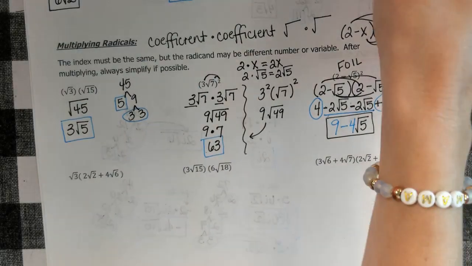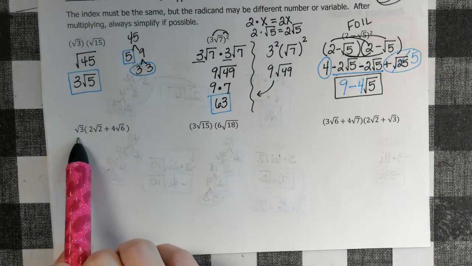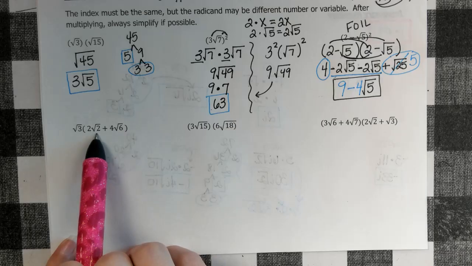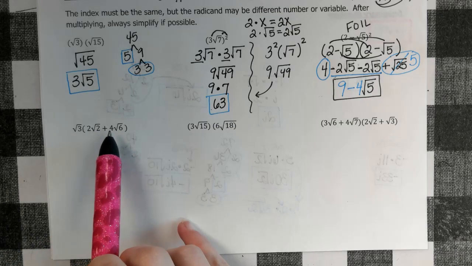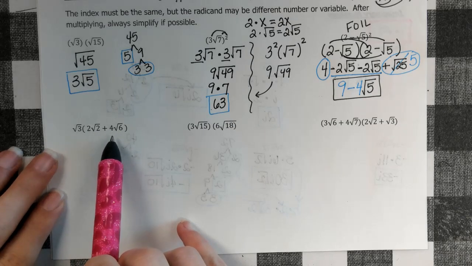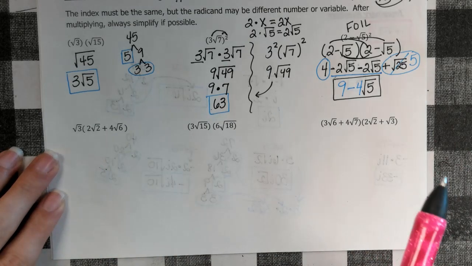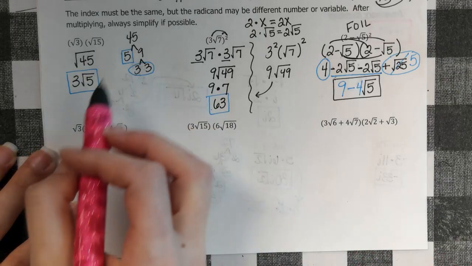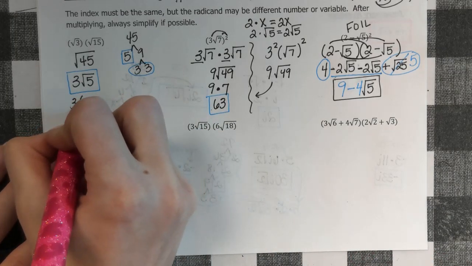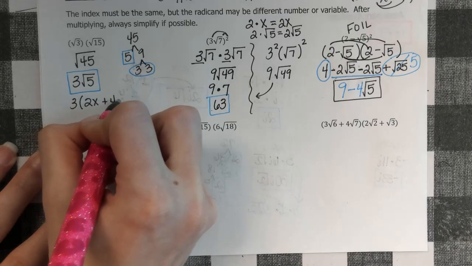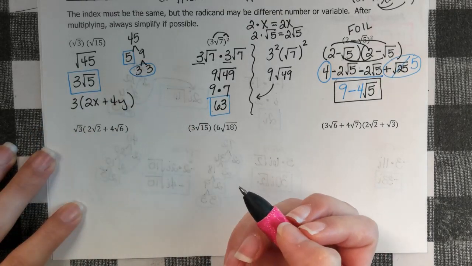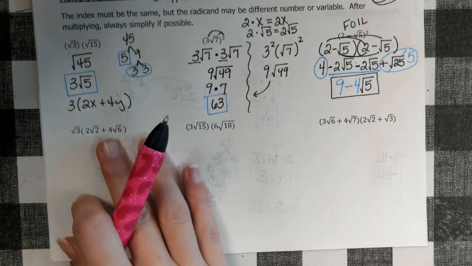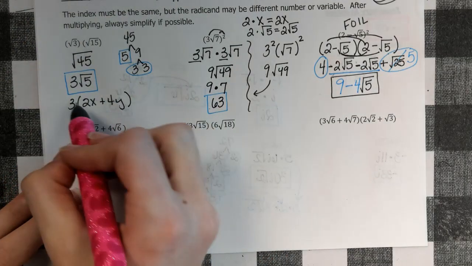All right. Now, what if I have something like this? I have square root of 3 times 2 square root of 2 plus 4 square root of 6. You have to be careful with this lesson when you start multiplying, because it can get messy. So do it little by little. So if I had just a 3 times 2x plus 4y, what would I do with this? I would distribute. I always go back to x and y with your variables because y'all are used to seeing that. I would distribute this.